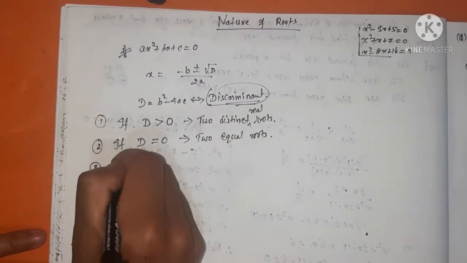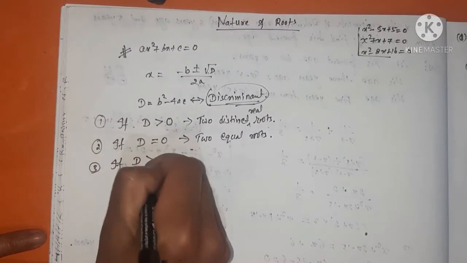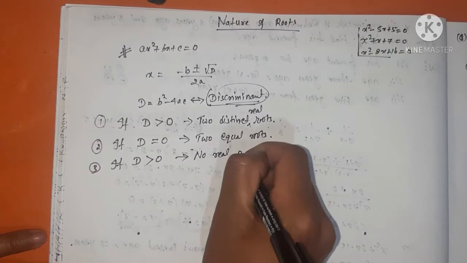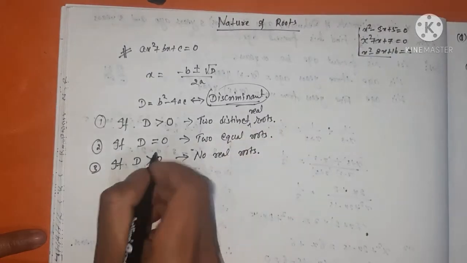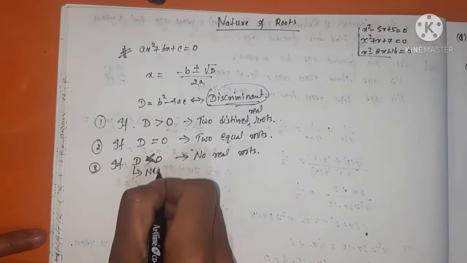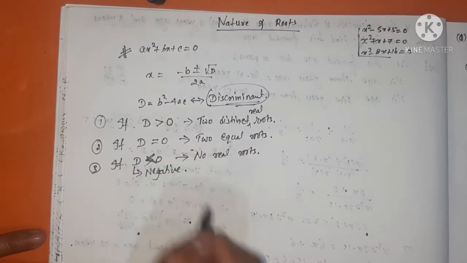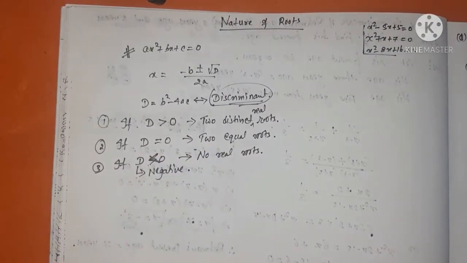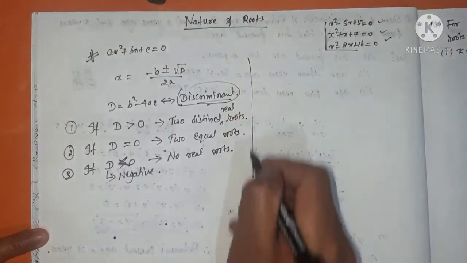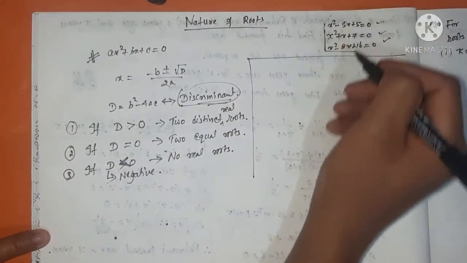And number 3 condition, if d is greater than 0, then no real roots. Sorry, d is less than 0. If d is less than 0, less than 0 means negative, then the real roots of the quadratic equation do not exist. I have written 3 equations out here. Let us find the nature of the roots of these 3 equations.